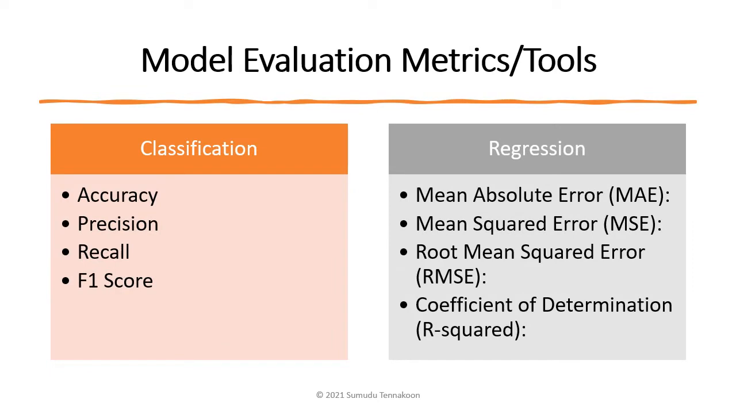Okay, so we discussed two main types of models in supervised machine learning algorithms: classification and regression. So you cannot use the metrics we use for classification for regression and vice versa. For classification, we will be discussing metrics such as accuracy, precision, recall, and F1 score. And for regression, we will be discussing mean absolute error, mean squared error, root mean squared error, and coefficient of determination, sometimes known as goodness of fit. Okay, so we will explore them one by one.